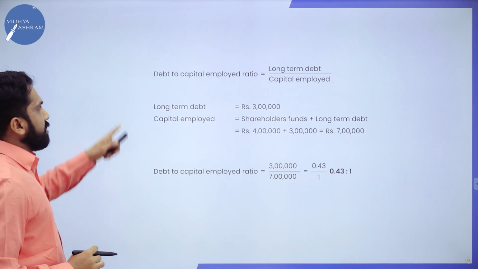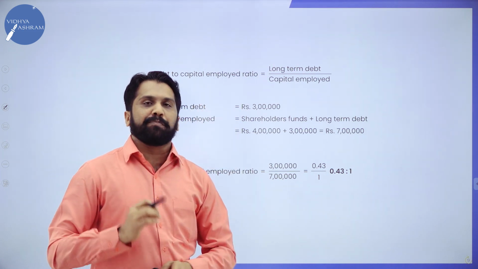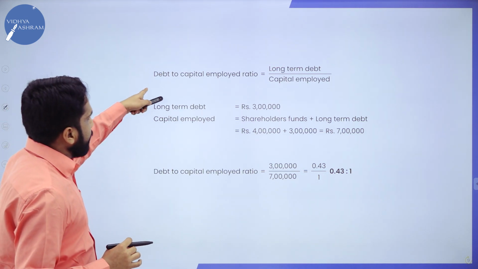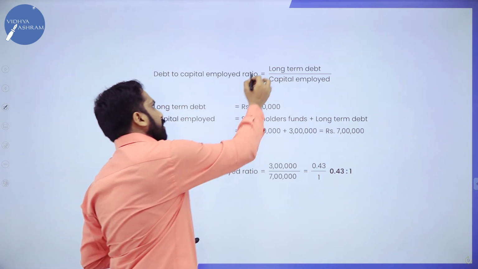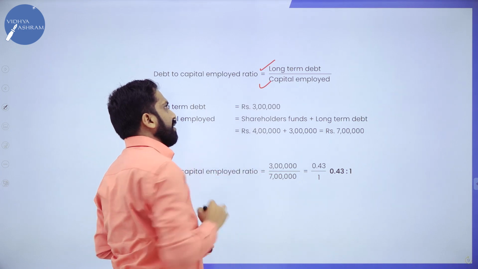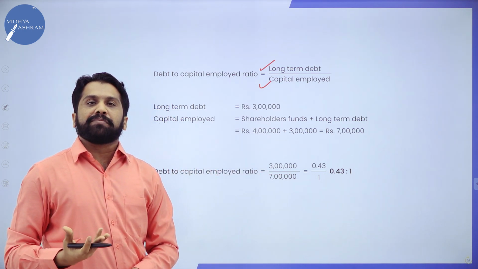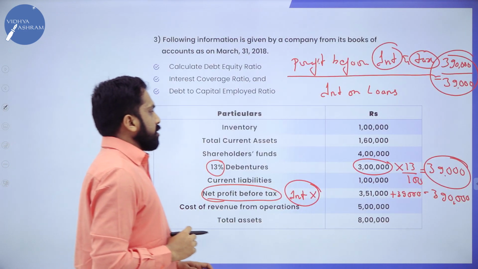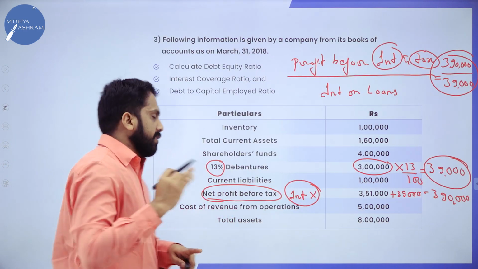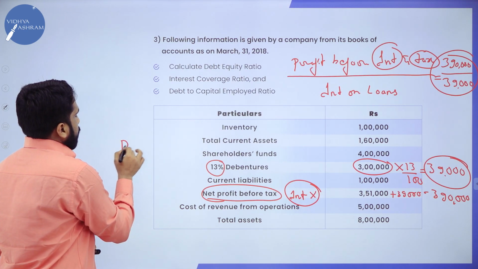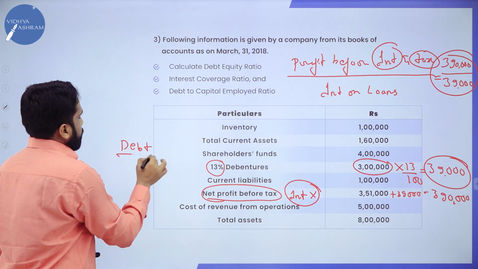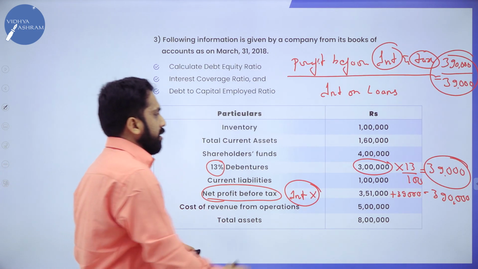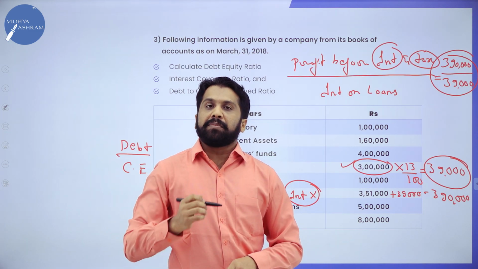The last part is debt to capital employed. Now it is very simple. The formula is in the question itself. Long-term debt divided by capital employed. Long-term debt means what? We'll go back to your question. In the question, what was the formula? The formula was debt divided by capital employed. Debt, you know, your debenture is called debt. How much is your debt?